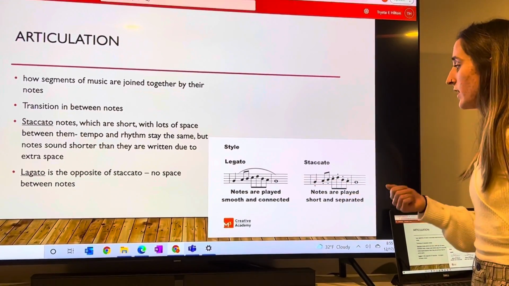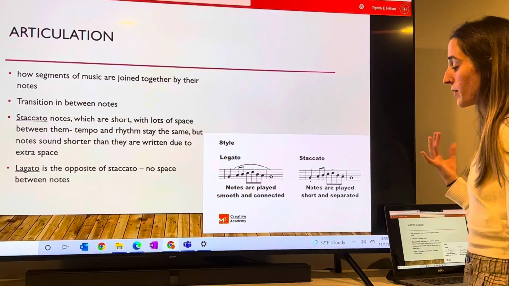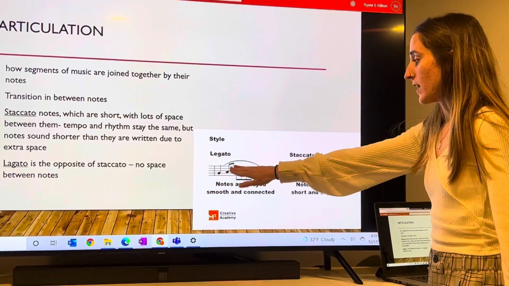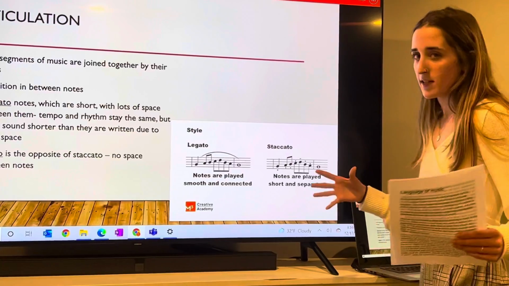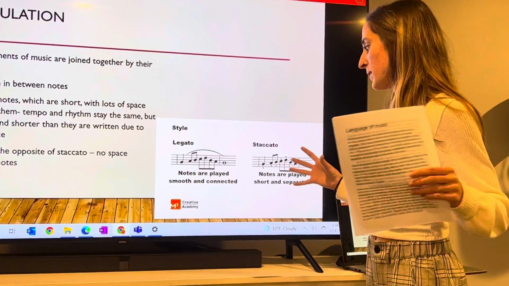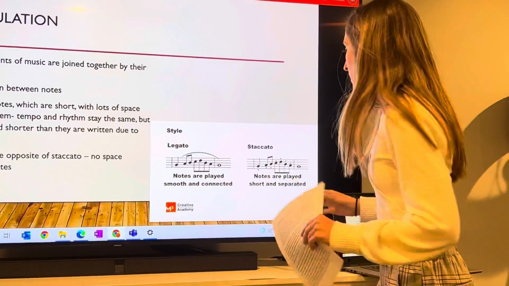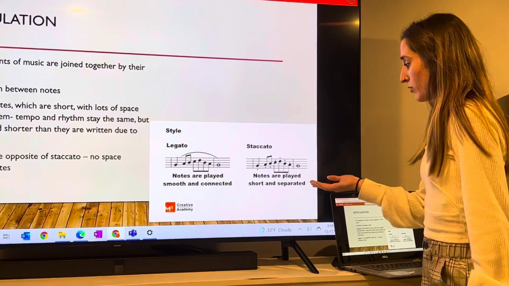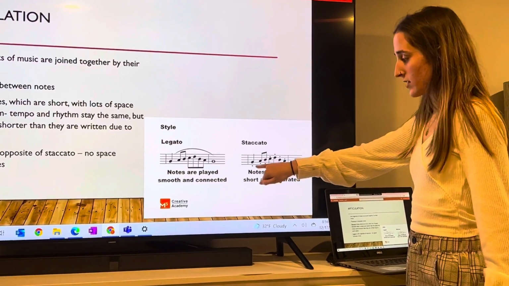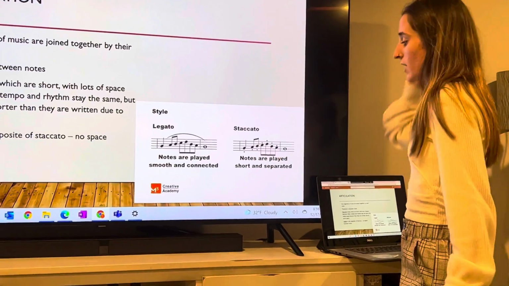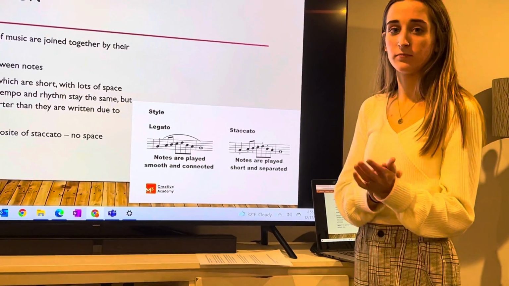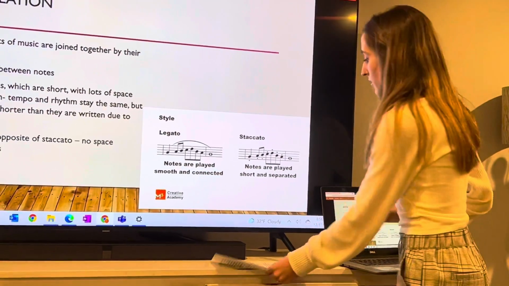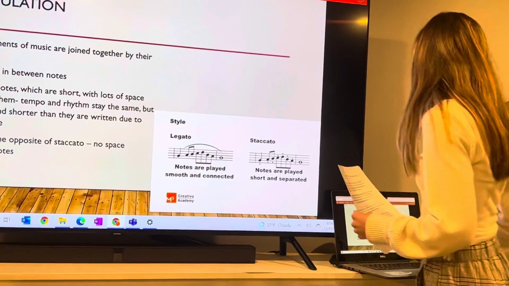Here is the legato and staccato notes pictured. Here is an arch-like symbol for legato, which is representing the notes being played smooth and connected. Here are staccato notes, where you can see dots underneath the notes, and they are played short and separated. You see those are short and separated notes.